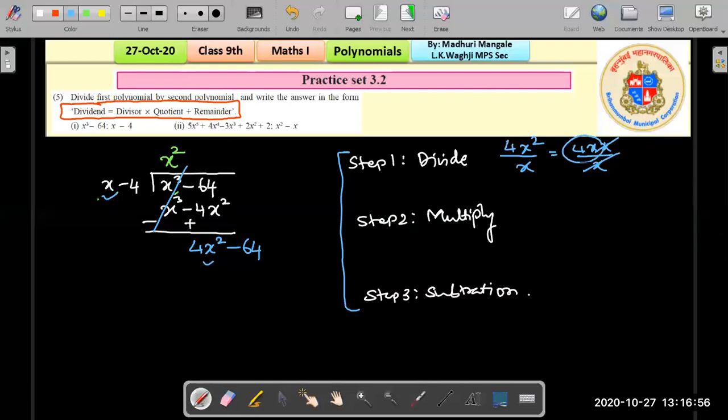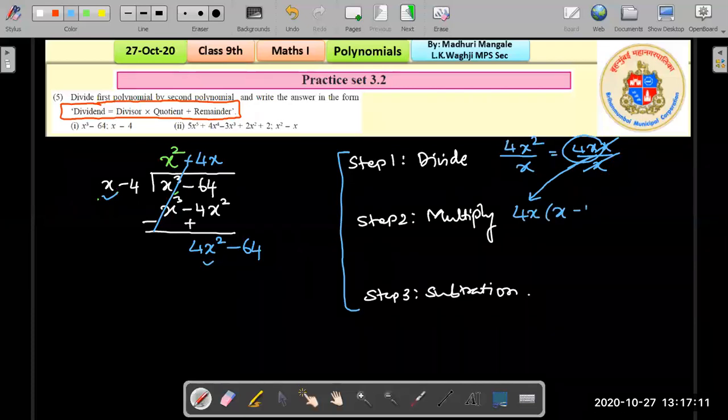And where do we write this 4x? On the top. So we write it over here, plus 4x. And then step 2, we multiply whatever we get here with the divisor. What is the divisor? x minus 4. So just distribute. This will be 4x squared minus 4 times 4 is 16x.